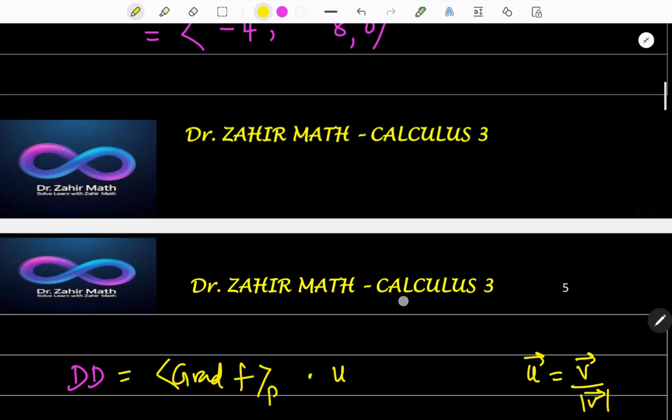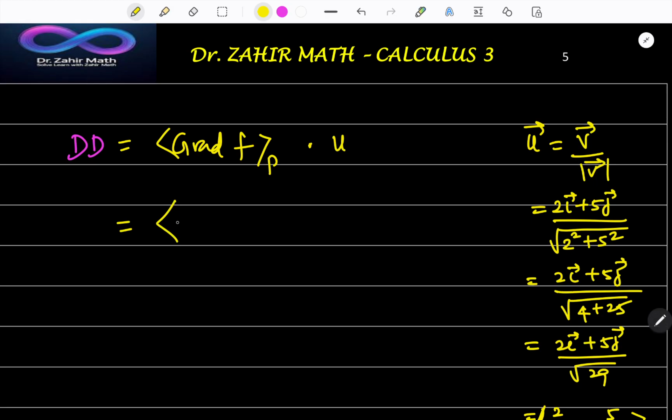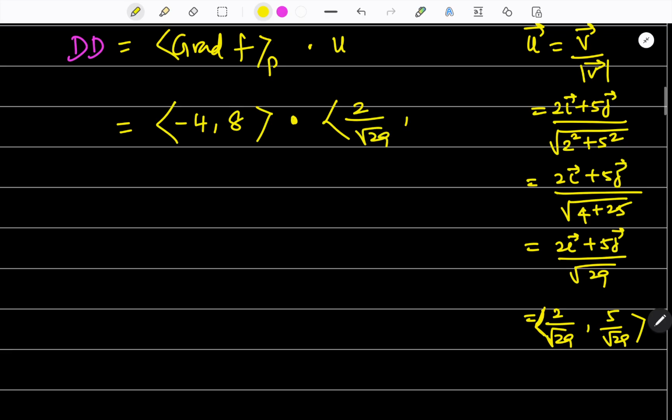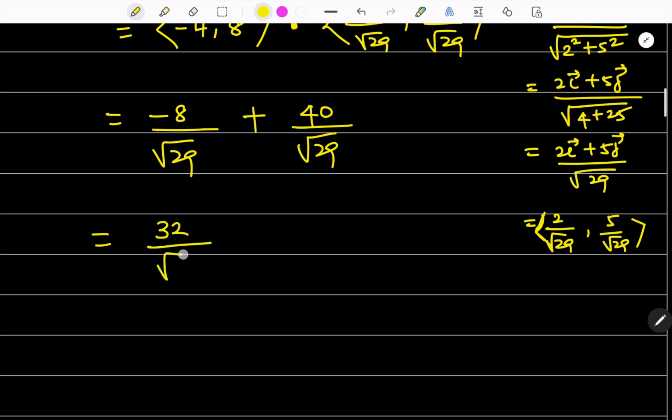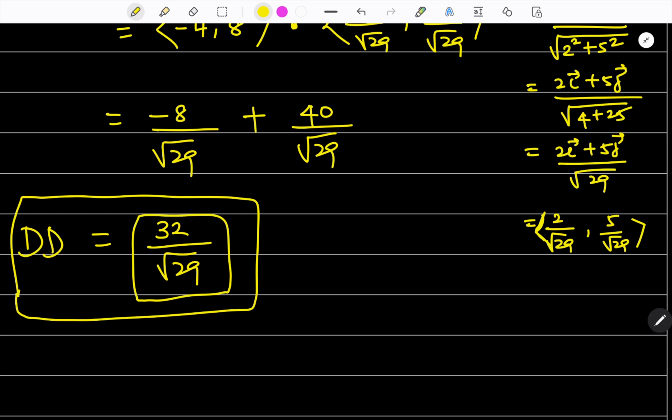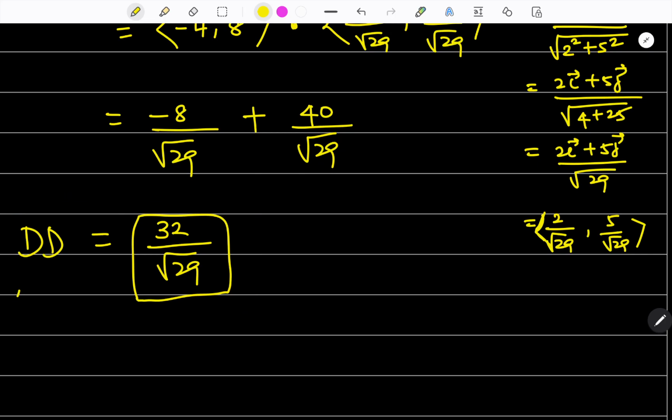So let me take grad f, which is (−4, 8). Then it has a dot product with u, which is (2 by square root of 29, 5 by square root of 29), which is equal to i with i, j with j: minus 8 divided by square root of 29 plus 40 divided by square root of 29. So 40 minus 8 is 32 divided by square root of 29 is your directional derivative. So your directional derivative is 32 by square root of 29, which is 5.9, let me check. Yes, this is over.